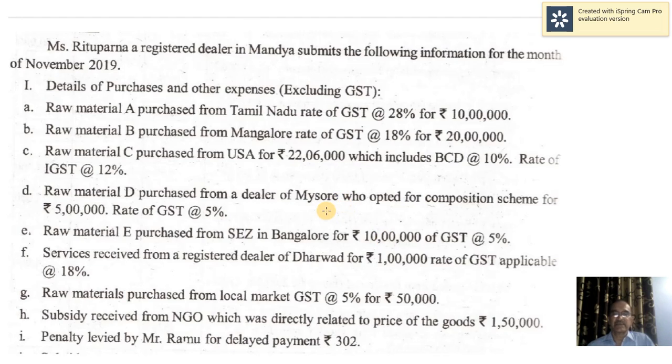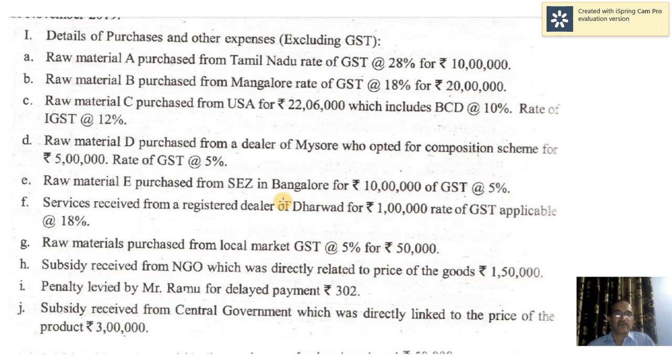So this privilege is available only to those dealers whose turnover is not more than 1 crore, but that has been extended to 1.5 crore now. Then raw material E purchased from special economic zone in Bangalore. This is considered to be deemed import, though Bangalore is in Karnataka. Since it is purchased from special economic zone, that is deemed to be import. Therefore, IGST is applicable on 1 lakh.